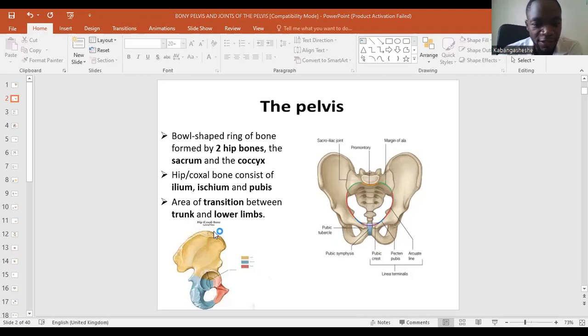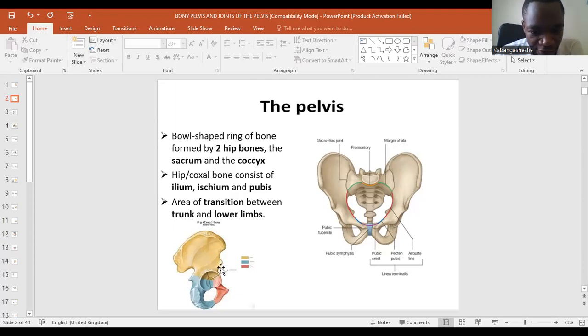All right, so I was saying this is the ilium. The superior part of this bone is the ilium. So when you are standing and you put your arms on your waist, this is where the arms are resting. The superior part of the ilium is known as the iliac crest. So that is the iliac crest.